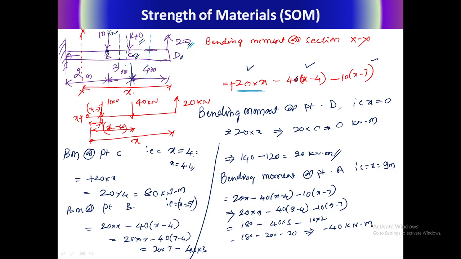What you got here? You got a change in sign of bending moment as well as change in sign of the shear force, right? Change in sign of bending moment as well as change in sign of shear force.